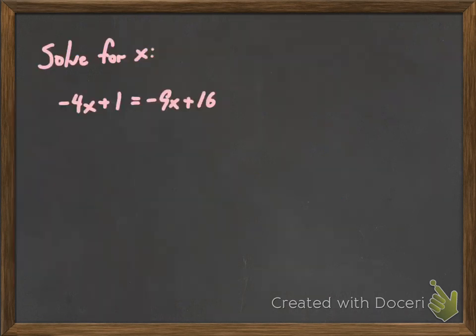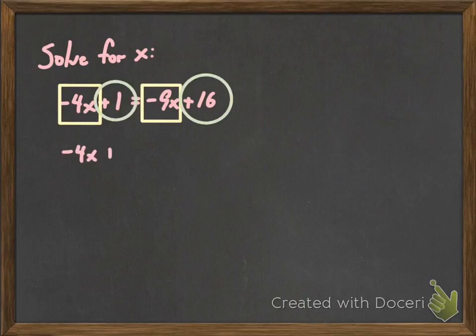All right, so here's another linear equation we need to solve. But the problem is now we have variables on both sides of the equation and constants on both sides of the equation. So I can't really combine like terms. I can't combine these two terms and I can't combine these two terms. So what I need to do is move this x term over here and then this constant over here. So how do I do that?